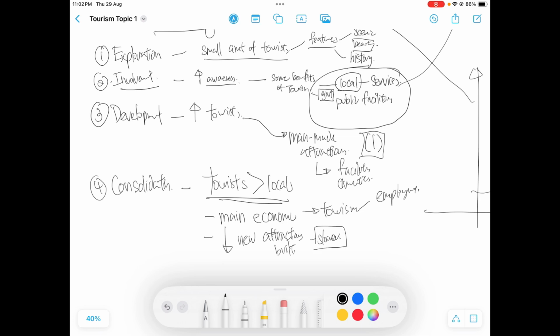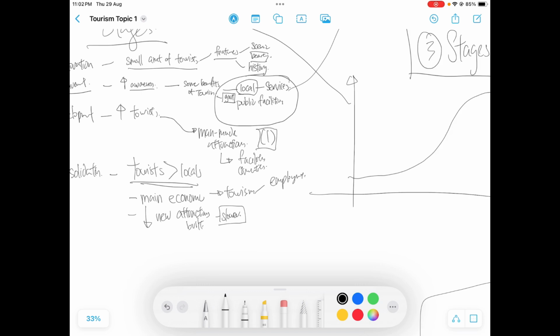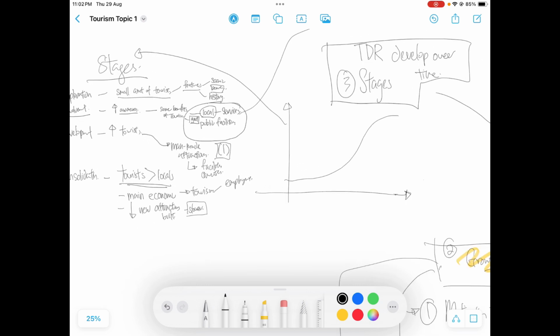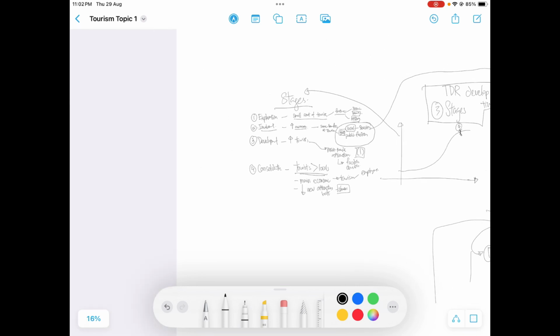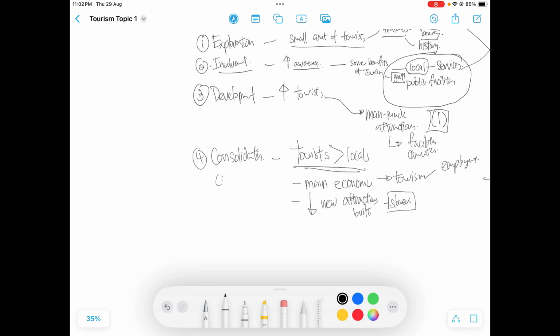Basically the key point over here is that at the consolidation stage, things have slowed down, right? If you look at your graph, the consolidation stage is somewhere here. I would say this will be the most critical point, because it can go to stage 5, 6 or 7. So from 5, it can go into stagnation.